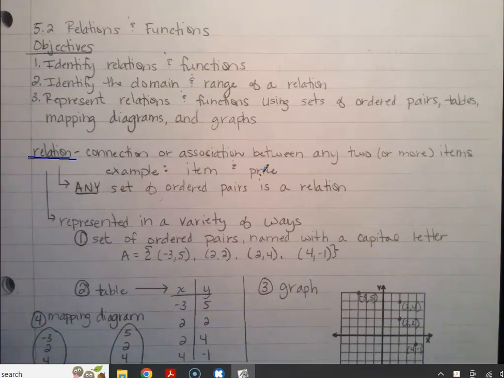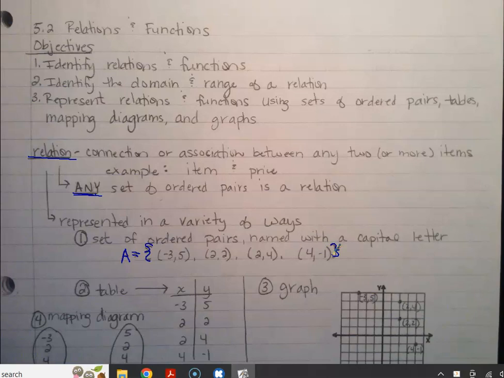So any set at all of ordered pairs is a relation. Relations are represented in a variety of ways. We can have a set of ordered pairs named with a capital letter. So this right here is a relation. So we're saying relation A, and the ordered pairs that are contained in it, we use that set notation. How many ordered pairs are in this set? 4. Okay, so maybe it's a square, maybe it's a rectangle.